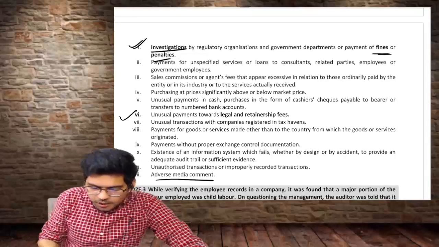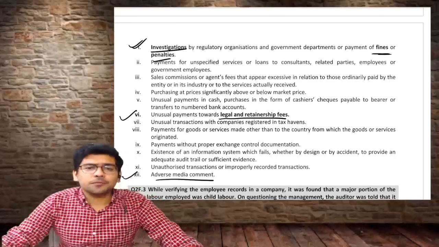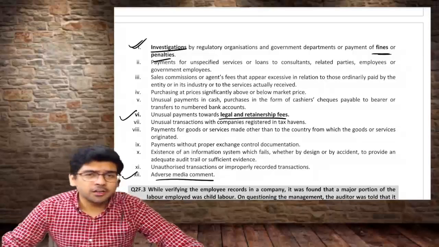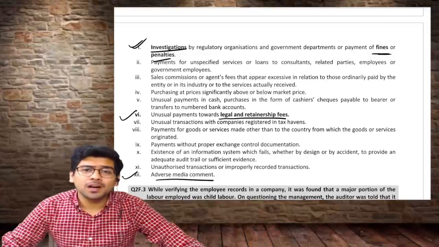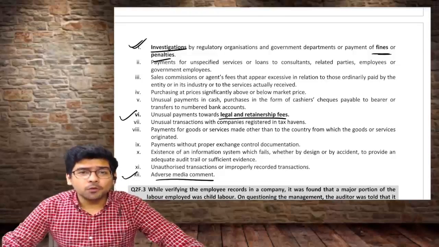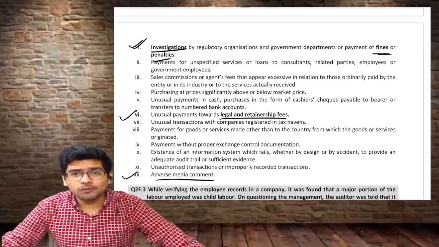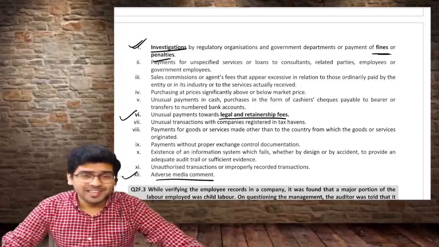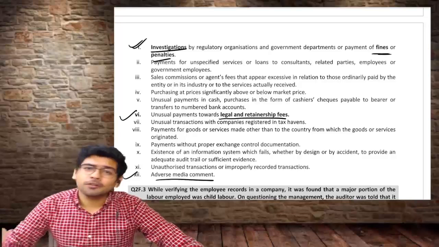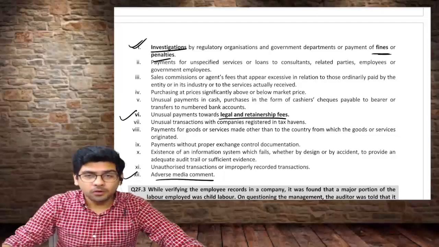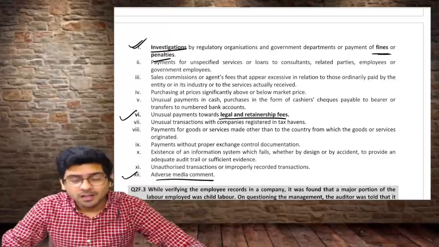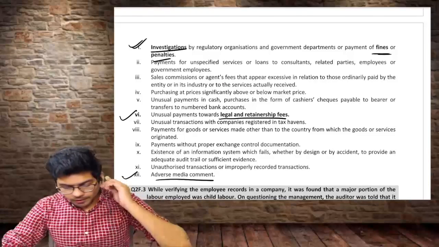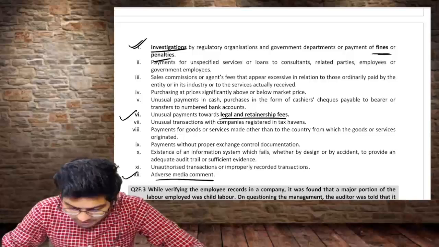Then a few more points. Let's say unusual payments towards legal and retainership fees. You go through the ledgers and you see that in this particular year a lot of fees has been paid to a lawyer or an advocate. Why? We are going to ask them why. Then we find out that there is a case going on in the High Court against the company for non-compliance of some other laws. That is why they have been paying professional charges to the advocates. So, unusual payments towards legal and retainership fees.